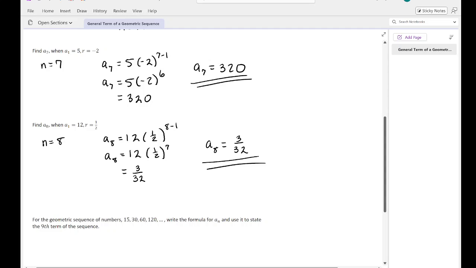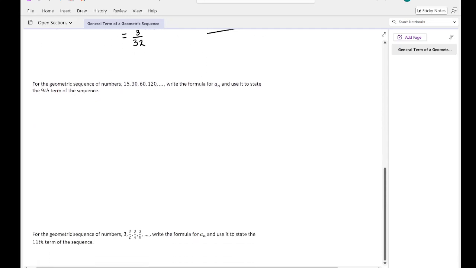Again, simple enough. Now, we're given a sequence of numbers, 15, 30, 60, 120, and we're going to write the formula a sub n and use it to state the 9th term of the sequence. Well, we already know the first term. A sub 1 is 15 because it is the first number, but we still have to find r. If you're not sure how the formula works, it's simple: take 2 consecutive terms and divide them. It's always the next term divided by the current term. So this is 30 over 15, which gives us 2.